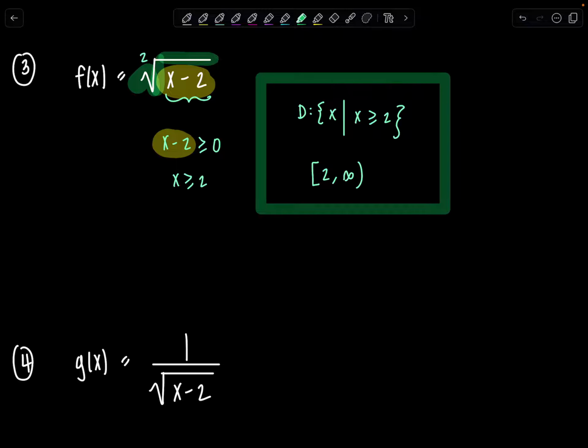Okay, good? All right, now look at the next one. It's ever so barely different. G of x equals 1 over the square root of x minus 2.